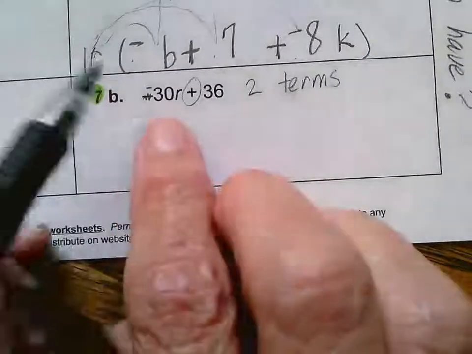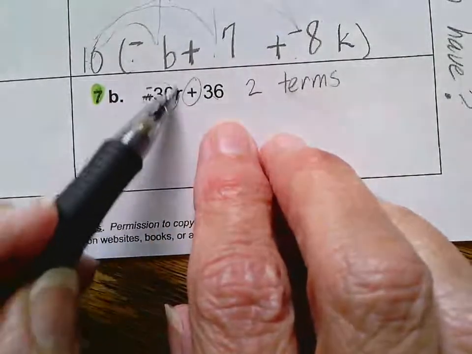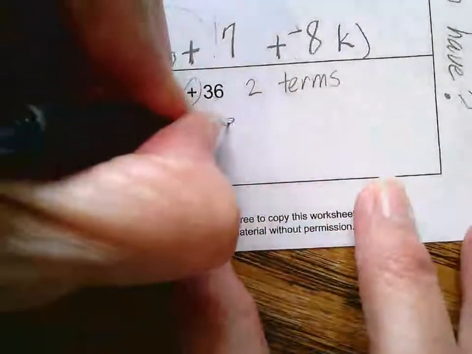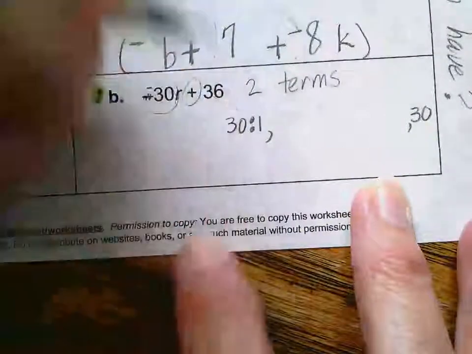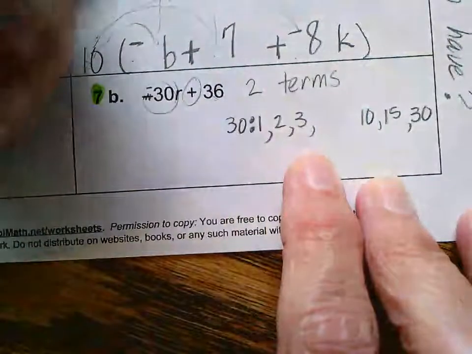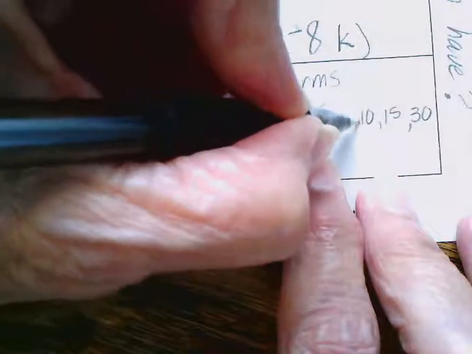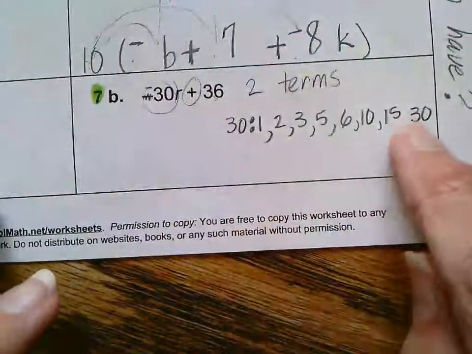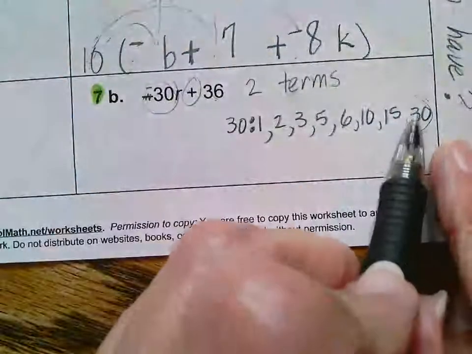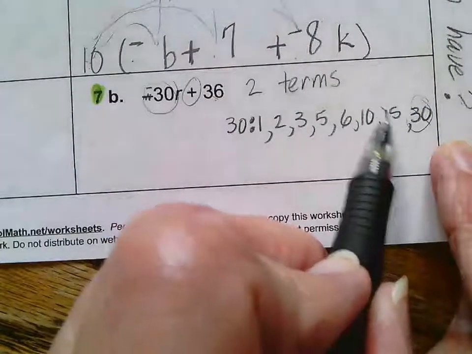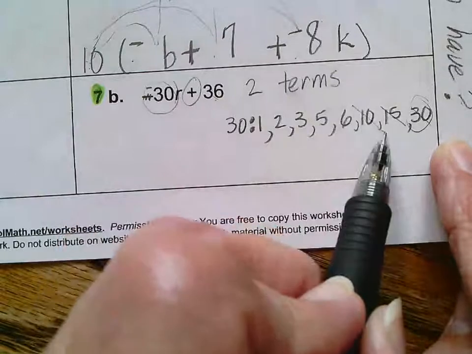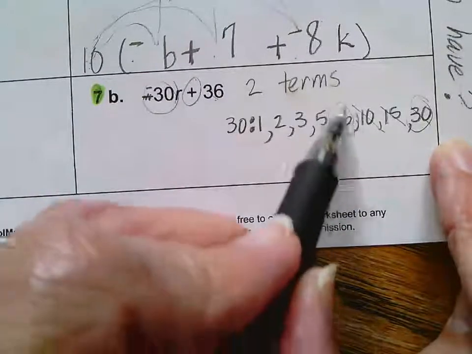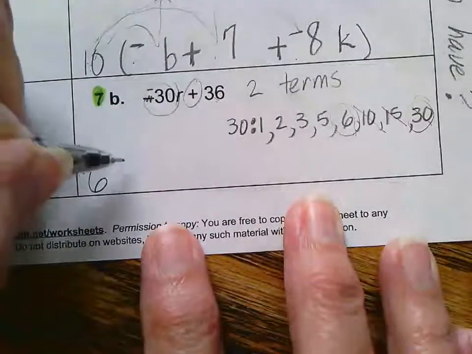And the last one, 30 and 36. 30 is not a factor of 36. So we haven't done 30 yet. So 1 times 30 is 30. 2 times 15 is 30. 3 times 10 is 30. And 5 times 6 is 30. So starting at my largest one, I already know that's not going to work. 15 is not a factor of 36. 10 is not a factor of 36. 6 is. So my greatest common factor is 6.